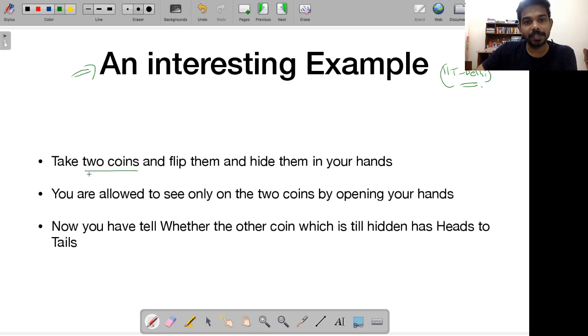Imagine I take 2 coins, I flip them and I hide them, or you hide them in your hands like this. You're holding your hands.